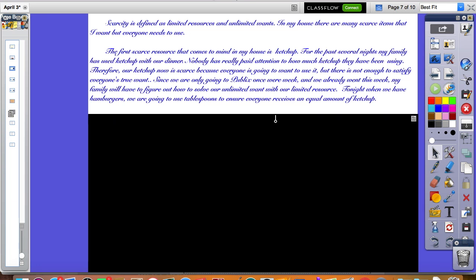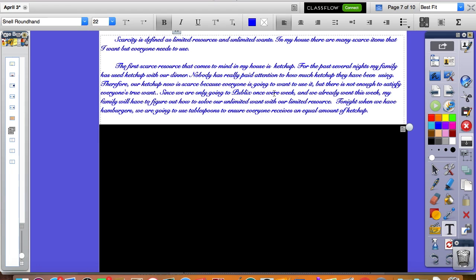First paragraph. The first scarce resource that comes to mind in my house is ketchup. For the past several nights, my family has used ketchup with our dinner. Nobody has really paid attention to how much ketchup they have been using. Therefore, our ketchup is now scarce because everyone is going to want to use it, but there is not enough to satisfy everyone's true want. Since we are only going to Publix once per week, and we already went this week, my family will have to figure out how to solve our unlimited want with our limited resource. Tonight, when we have hamburgers, we are going to use tablespoons to ensure everyone receives an equal amount of ketchup.